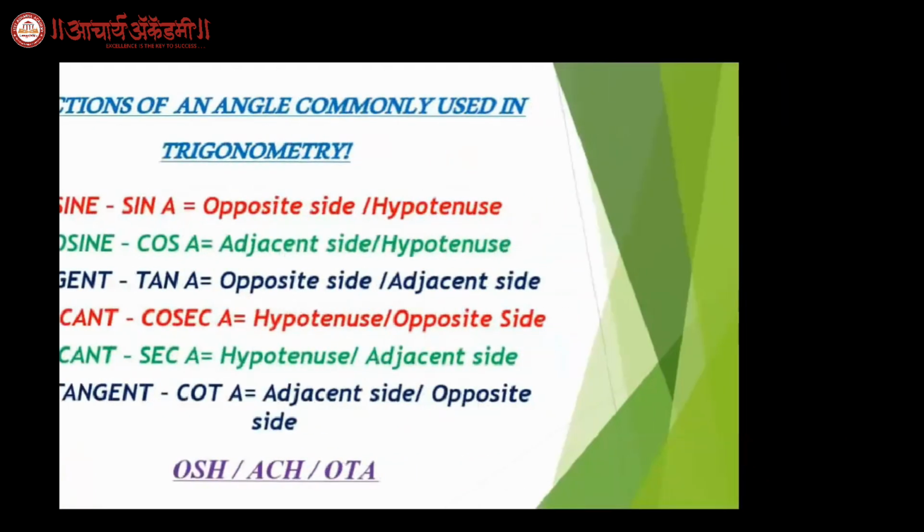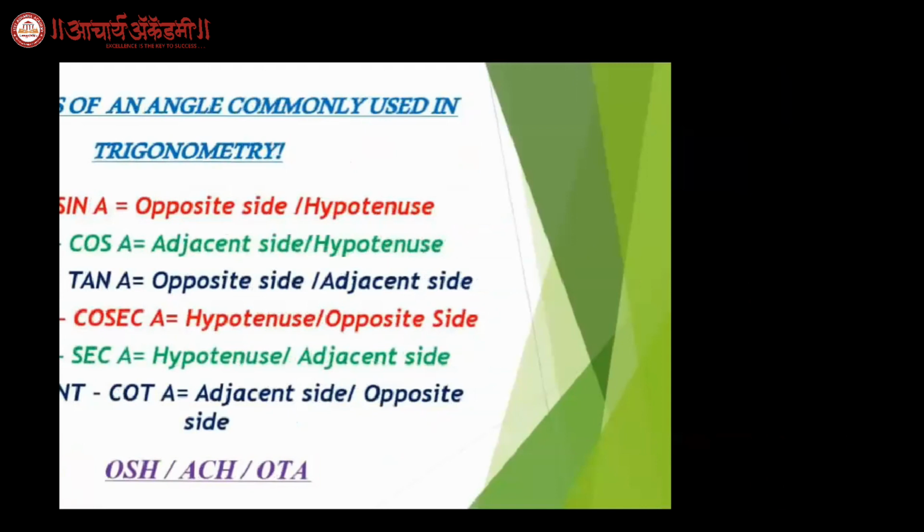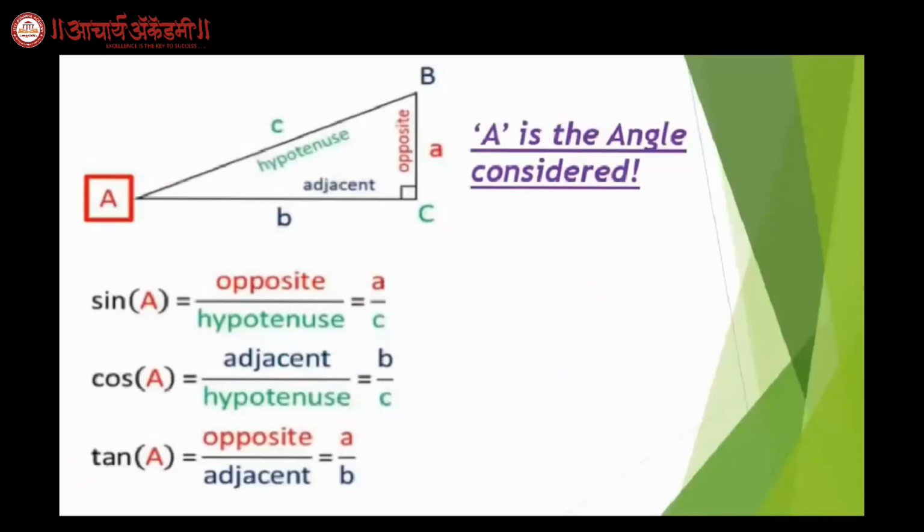So in this triangle ABC, angle C is 90 degrees and we have considered angle A for the trigonometric functions. So the value of sine A is opposite upon hypotenuse. So for sine A, the opposite side is BC and the value of BC is a, so there a is written. Then in triangle ABC, the hypotenuse is AB and the value of AB is c. So the value of sine A is a upon c.